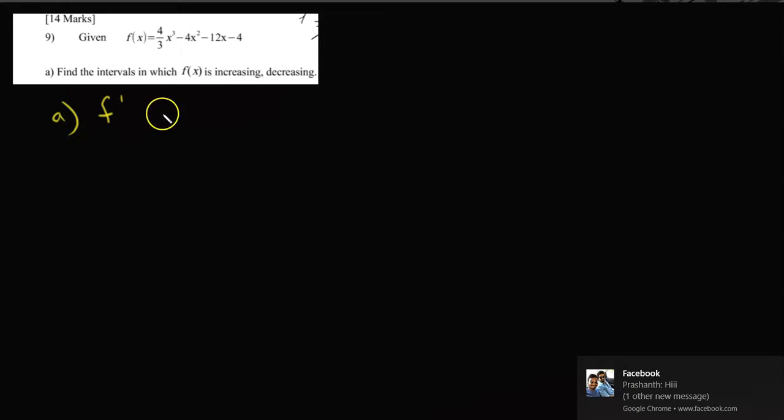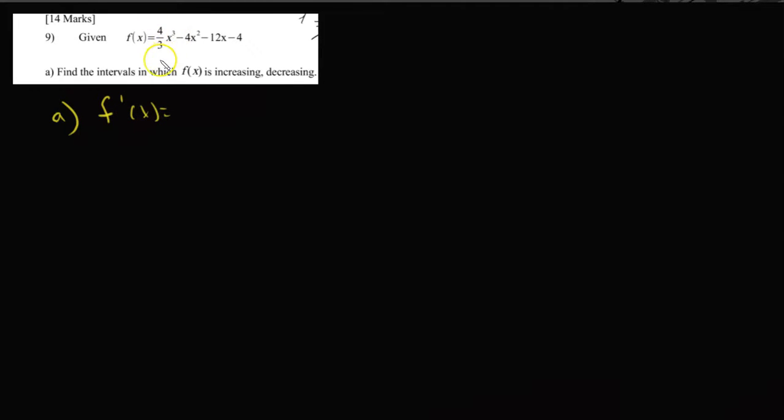So, number 9, part A: given a function, find the intervals in which the function is increasing and decreasing. To do that, you guessed it again, always take the derivative. You could just take the derivative right away. So f prime of x, we'll bring the 3 to the front, multiply by the 4, so it will be 4x squared minus 8x minus 12. That will be our derivative.